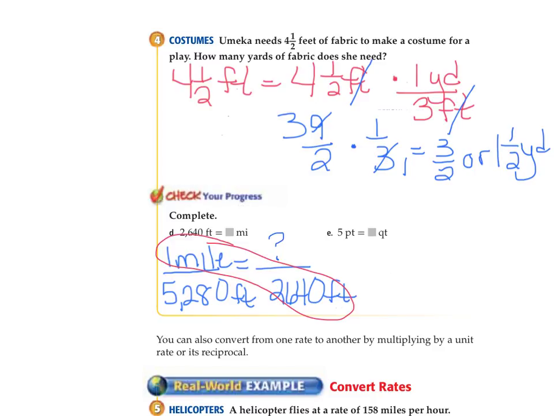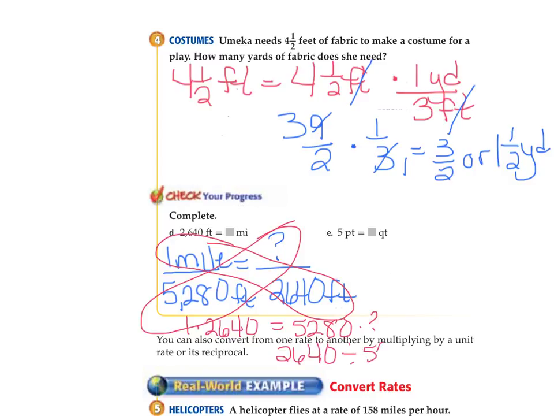Okay, we know that 1 times 2,640 must equal 5,280 times question mark. Okay, so then all we have to do is divide to get the question mark by itself. So 2,640 divided by 5,280, okay, that will equal 1/2. So 2,640 feet is 1/2 of a mile. That's another way to do this. Okay, so you have choices here.